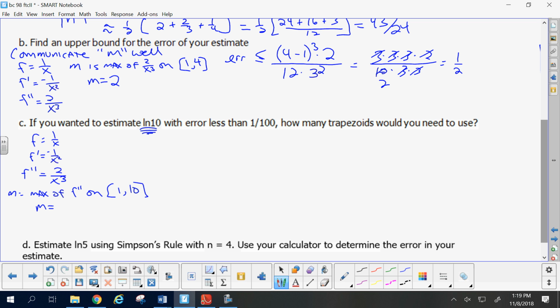What did you get for your M? You're still working. Yeah, 2. Now you might at that point then say, on these problems, is M always 2? And the answer is no. In what case would M not be 2?